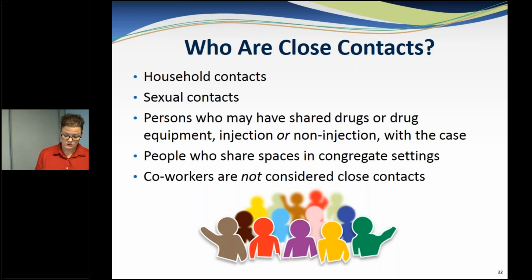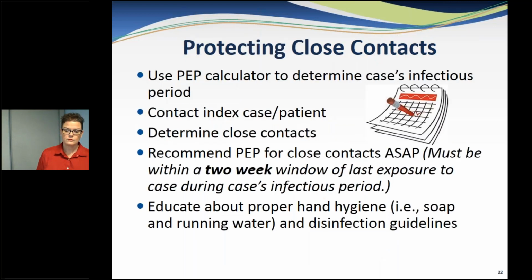contacts. To protect your close contacts, you're going to use the PEP calculator to determine the case's infectious period. And if you don't have that, we can email that to you. You need to contact your index case, find out who their close contacts are, and recommend PEP for those people. They must receive this PEP within a 2-week window of last exposure to the case during their infectious period. Educate always about proper hand hygiene, soap and running water, and disinfection guidelines.